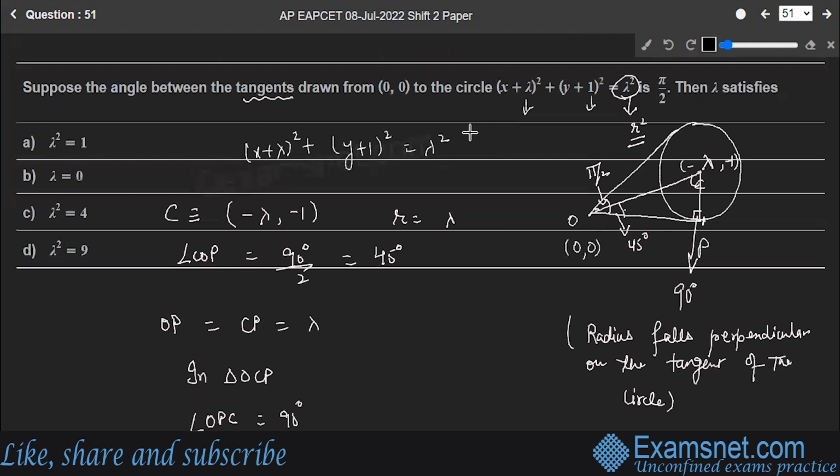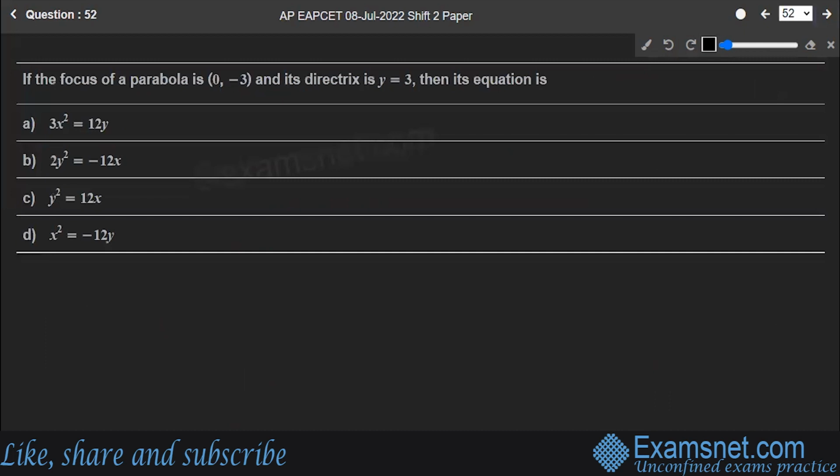What do we have to find out in the question? Lambda satisfies, so lambda square is equal to 1. Option A is the correct answer for the question. Hope this is clear. Next is question number 52.